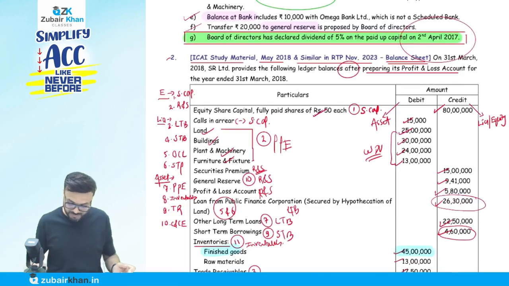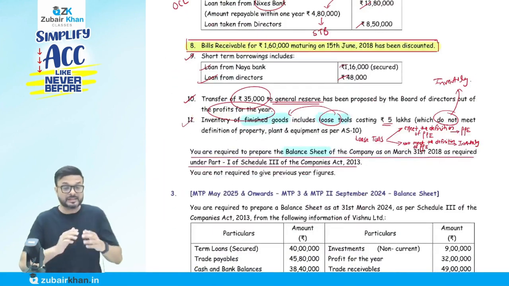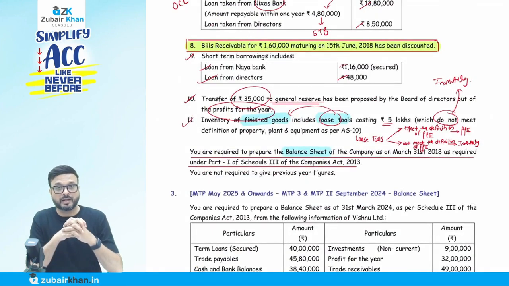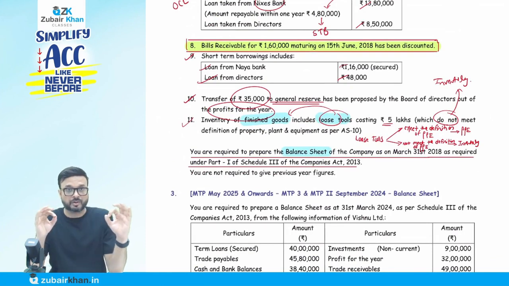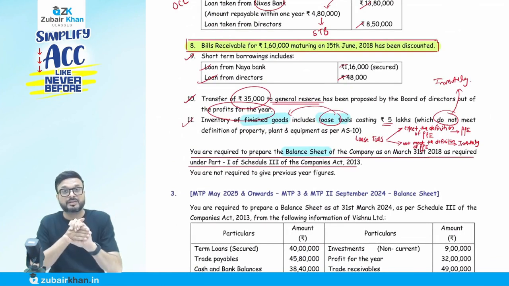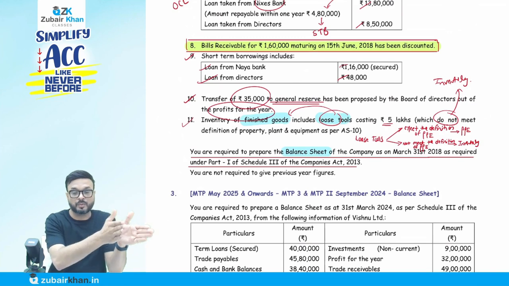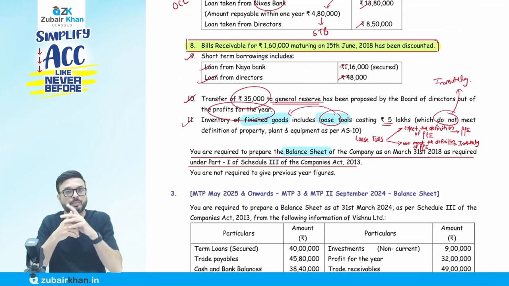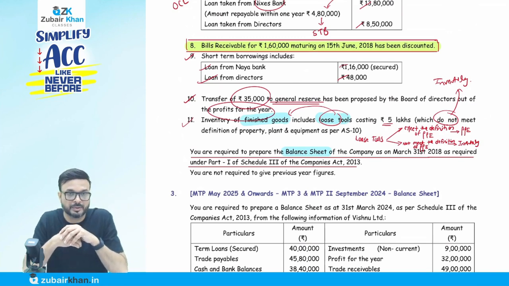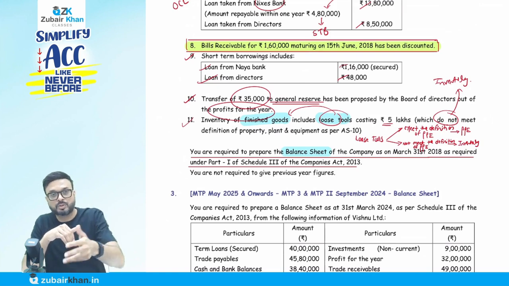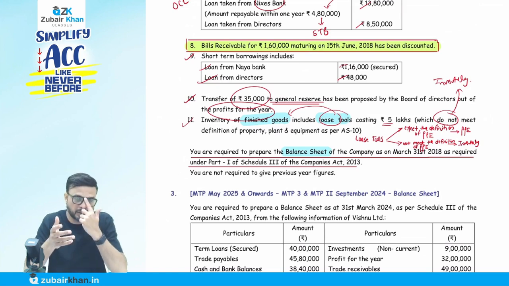Now understand this. What does it mean here? In this point they say bills receivable for rupees 1,60,000, which is maturing on 16th of June 2018, has been discounted. If you are from the CA Foundation background, you know about it. If you have come by the graduation route, you might have covered bills of exchange, a very common chapter. Even in graduation it's covered. But let me explain what it means.